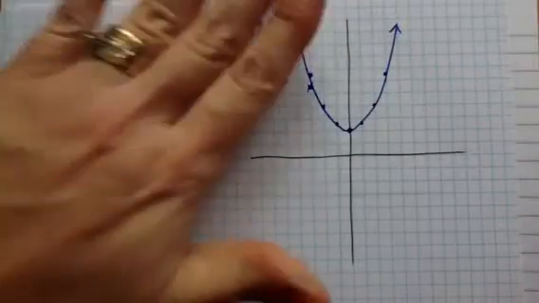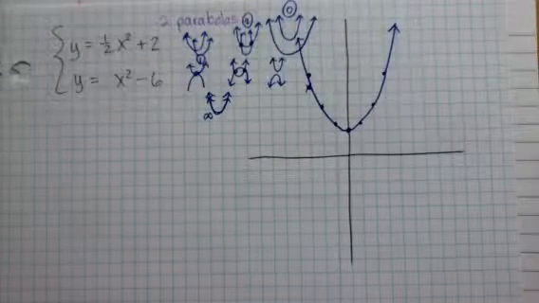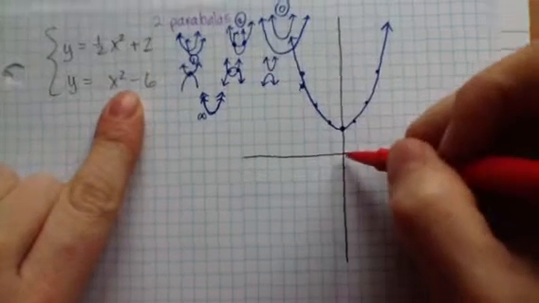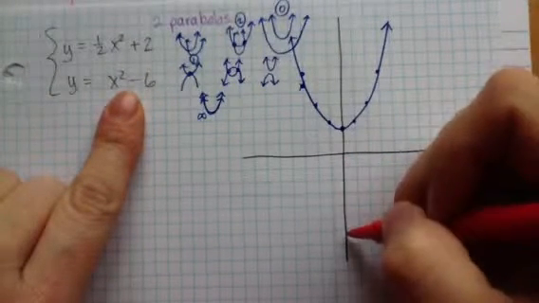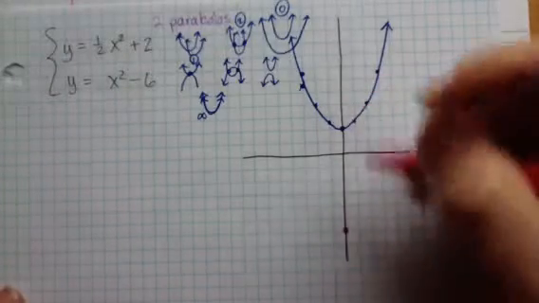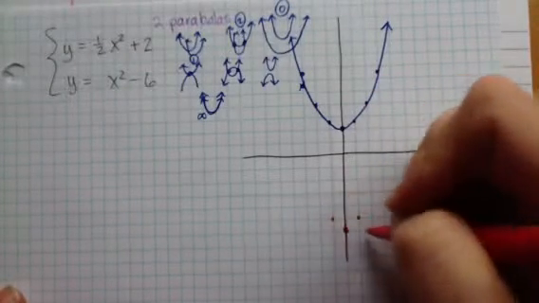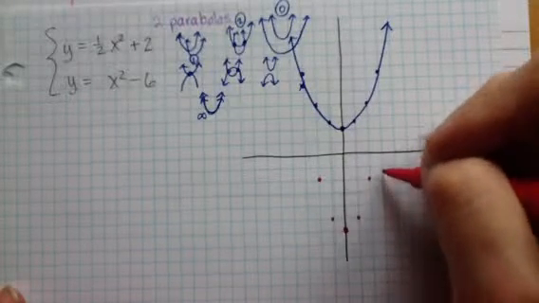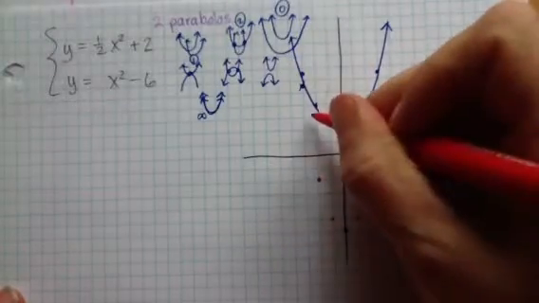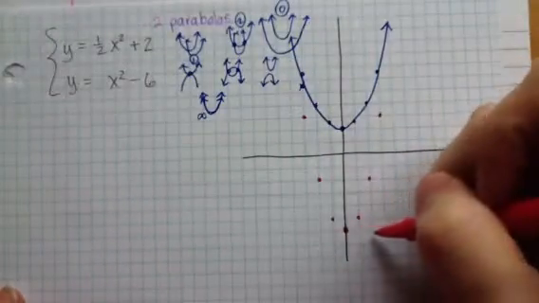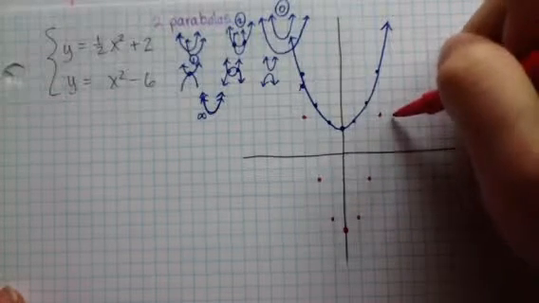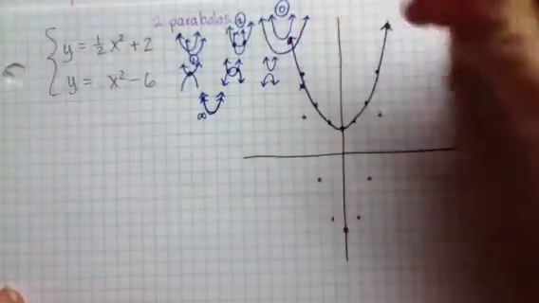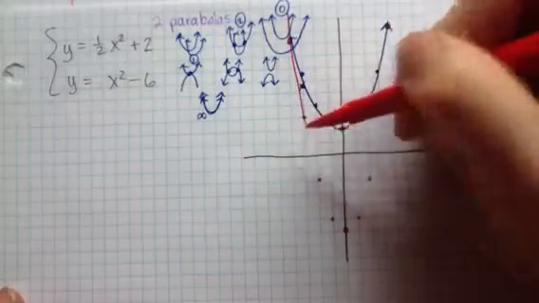Try and ignore my little drawings over here. My other parabola is y equals x squared minus 6. That's a shift down 6, and then it's going to have a regular growing pattern, so over 1 up 1, over 2 up 4, over 3 up 9, and just for fun let's go over 4 and up 16. So it looks to me like our intersections are going to be way up there.